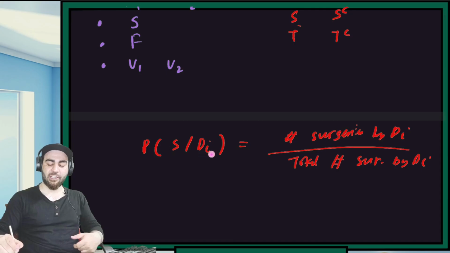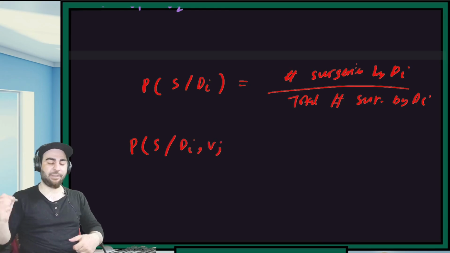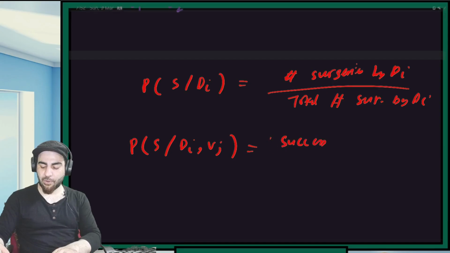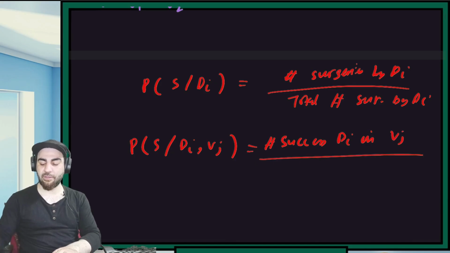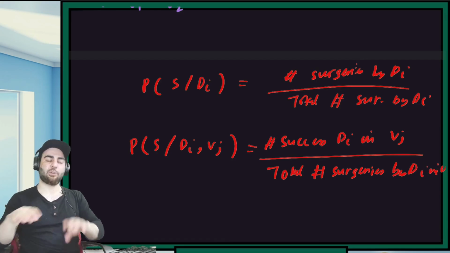So here we initially condition success given the doctor, and then the second case is we condition probability of success given doctor I and surgery, let's suppose J, V1 or V2. So this will be the number of successes of doctor I in surgery VJ, which we represent by VJ, and then divided by the total number of surgeries by DI in VJ.